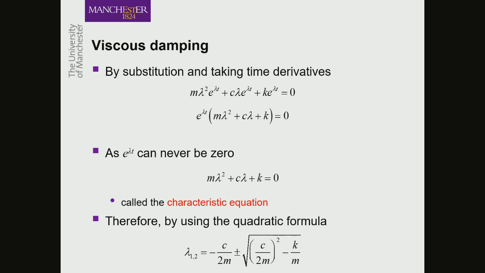I'm sure this is something you are quite familiar with from high school or secondary school, probably. I think they are teaching that quadratic formula. So we call this a characteristic equation, because based on this characteristic equation, we are able to see whether our system is underdamped, overdamped, or critically damped. So this is why we call it characteristic equation.